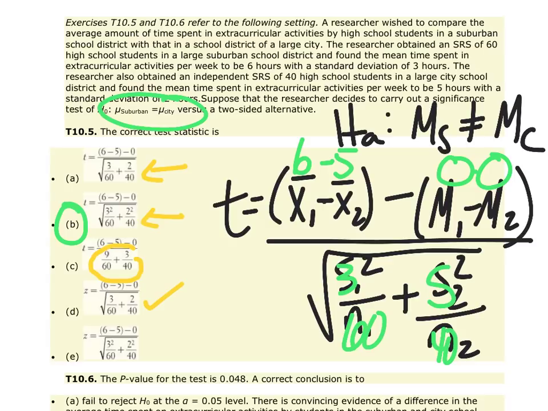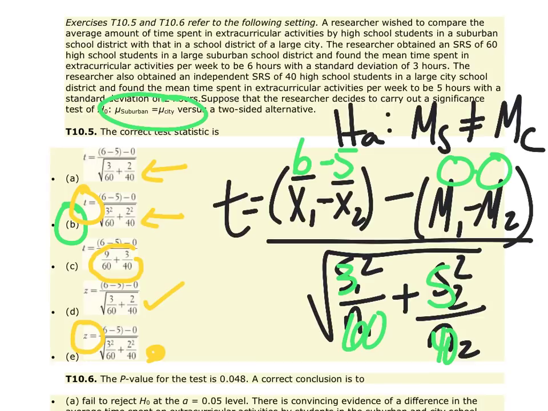And for the last one, letter E is actually a pretty good answer, but be careful. Letter E is calling it a Z statistic. This is calling it a T statistic. Because we do not know the standard deviation of the population, we are finding a T statistic for that. Other than that, they would have been treated in a very similar fashion.